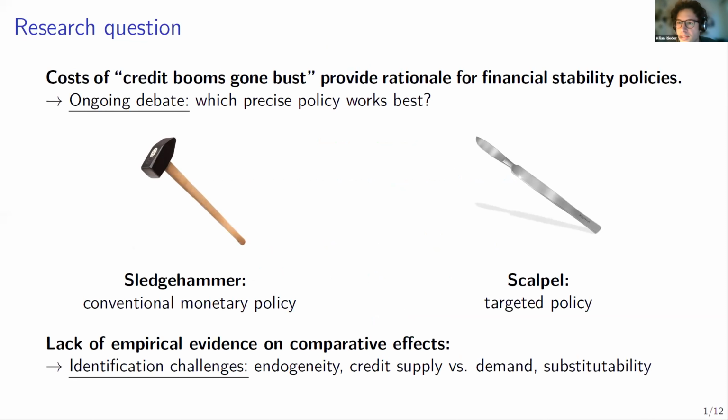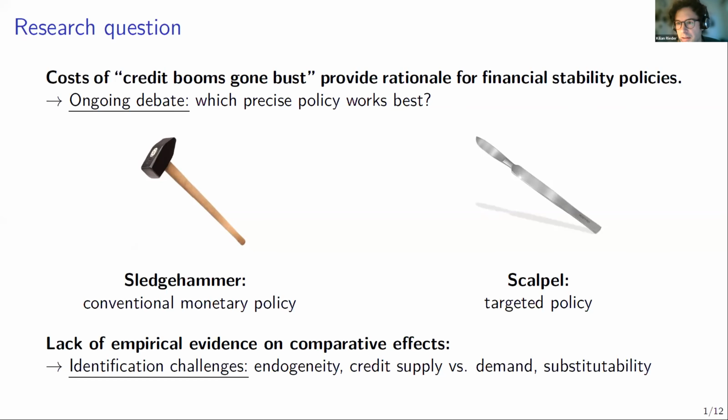On the one hand, there is a sort of sledgehammer option, which refers to conventional monetary policies, so a sort of uniform rate hike that affects everybody in the economy. And on the other hand, there is the sort of scalpel option that groups more targeted policies, such as macroprudential policies. Now, one reason why there is this ongoing debate between these two policy options is that there is a lack of empirical evidence on the comparative effects of these two options.